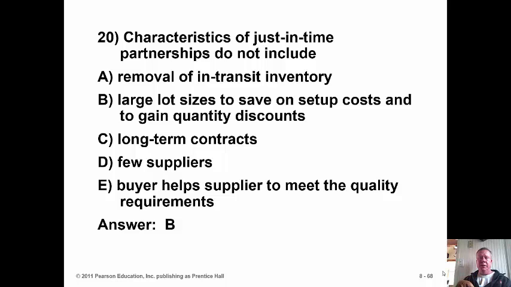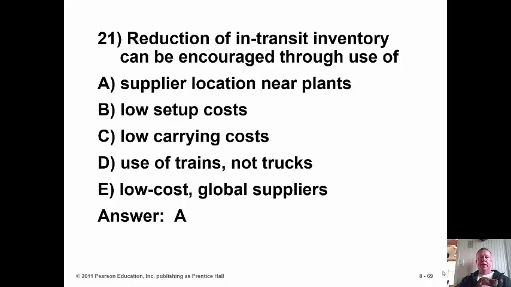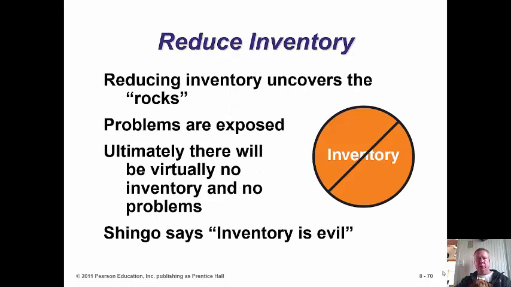A lot of those things can be, especially in the ordering process, much easier to do now, where you have some sort of blanket order, and you also have paperless ordering and the rest of that. Plus, when you have just a few vendors, this whole bid process can be almost eliminated. Reduction of in-transit inventory can be encouraged through the use of supplier location near plants. So we won't do that question again.